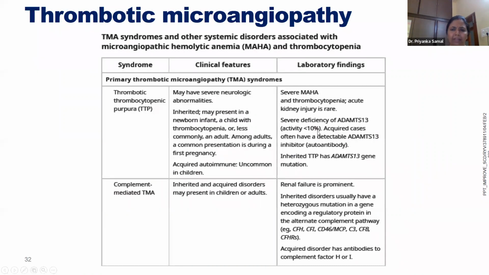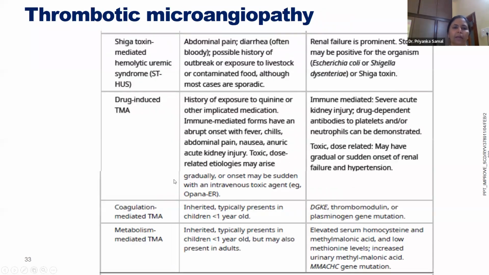So in TTP lab findings, there is severe deficiency of ADAMTS13. In complement-mediated TMA, you can see alternative complement pathway proteins are deficient. In HUS, Shiga toxin-mediated HUS, mostly seen in children, you can find that this toxin is present and you can diagnose them. Drug-induced TMA, you have to take a history and see which drugs the patient is taking so that you can know which drug is causing the TMA. Coagulation-mediated TMA is again an inherited problem and seen mostly in children less than 1 year.